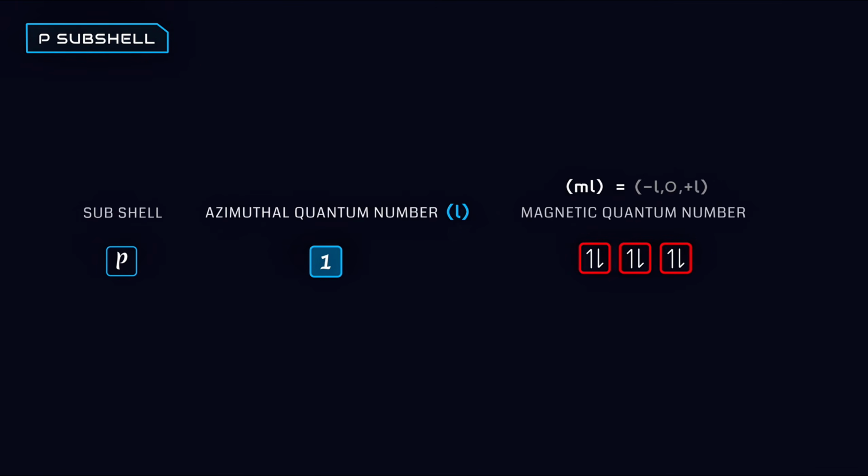The p subshell has 3 orbitals, and its orbital quantum number is 1. So the magnetic quantum numbers for the p subshell are -1, 0, and +1. These numbers represent the positions and orientation of the orbitals.